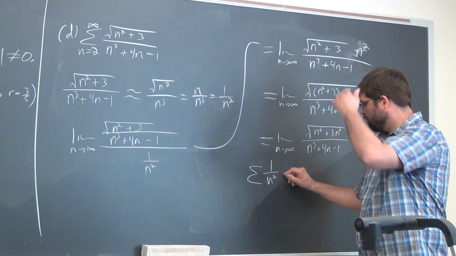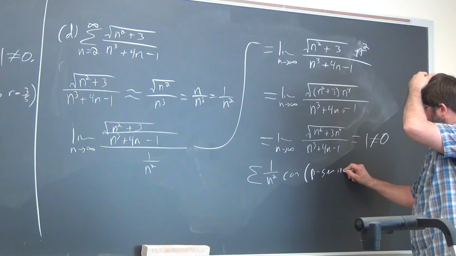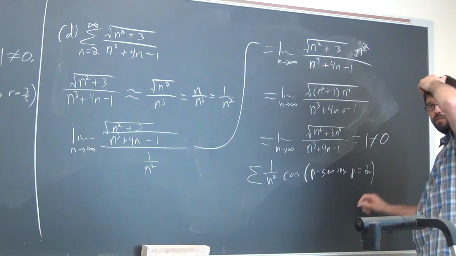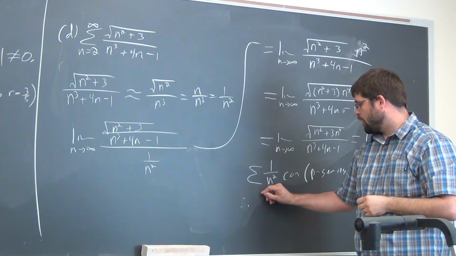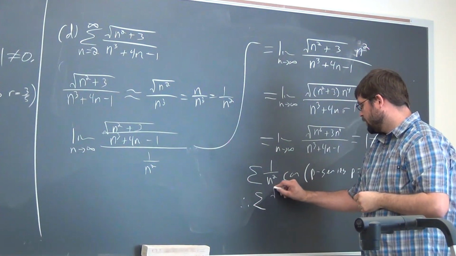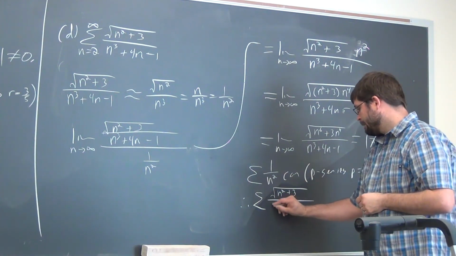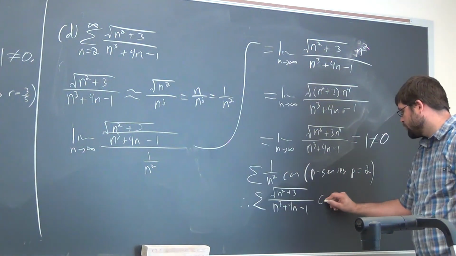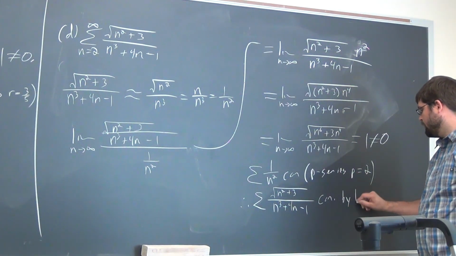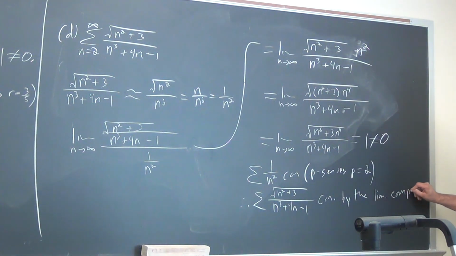This converges, a p-series with p equal to 2. And therefore, our series, this mess here with the square root, converges by the limit comparison test.